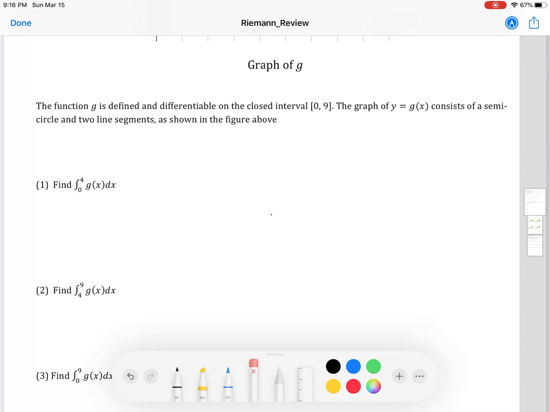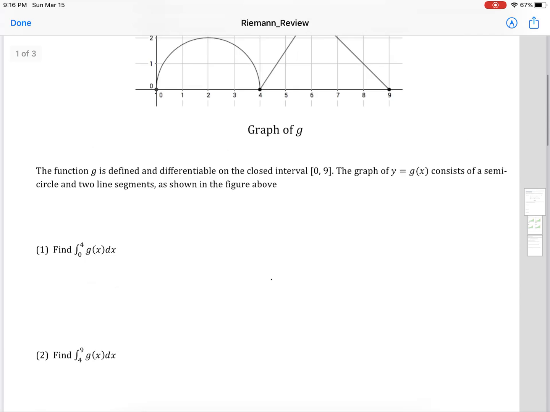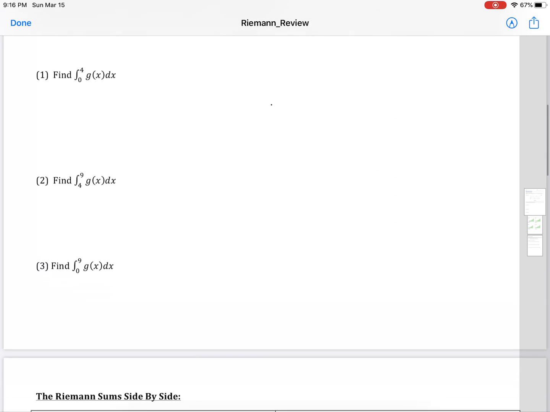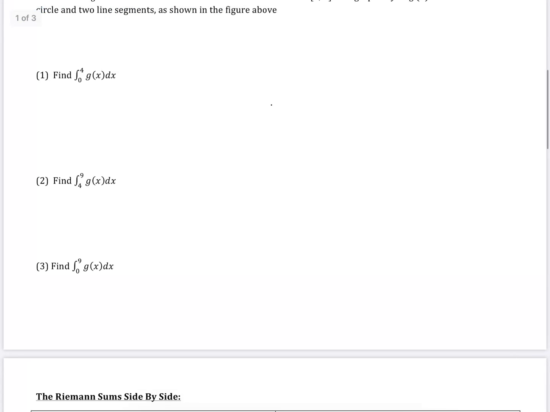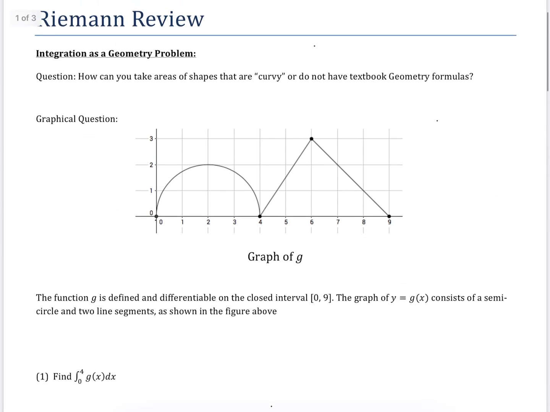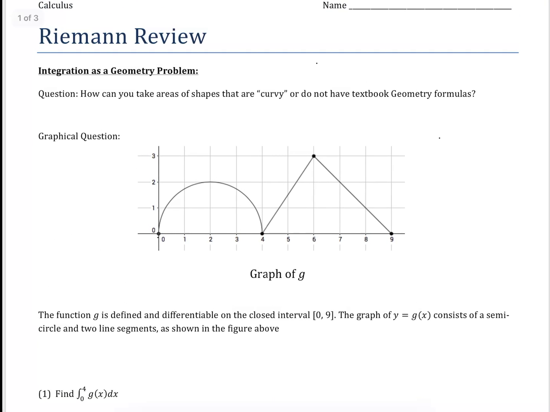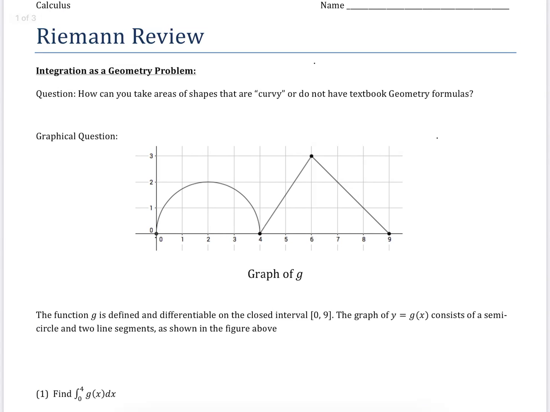So we'll get back to the top on this problem and brainstorm how to solve it. Let's actually start at the end here. This says, find the integral from 0 to 9 of g of x dx. And it really ties into the essential question: how can you take the areas of shapes that are curvy or do not have the textbook geometry formulas?